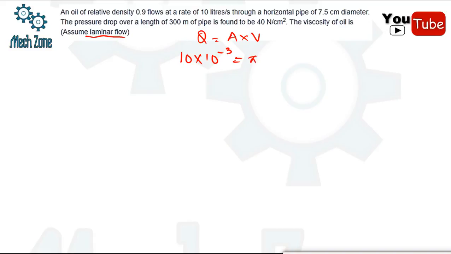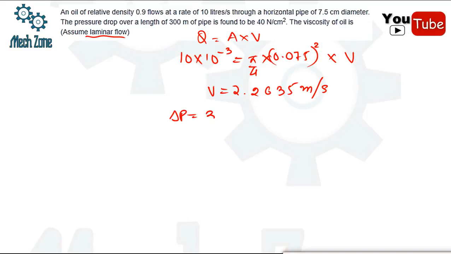Area would be pi by 4 into d square. D would be 0.075 whole square, converting to meters, multiplied by velocity. So from here, when we solve for velocity, it is coming out to be 2.2635 meter per second, and we know that delta P is equal to 32 mu V L upon D square.